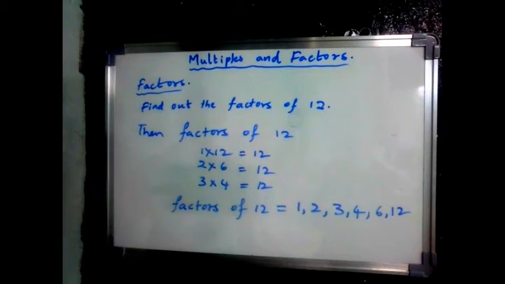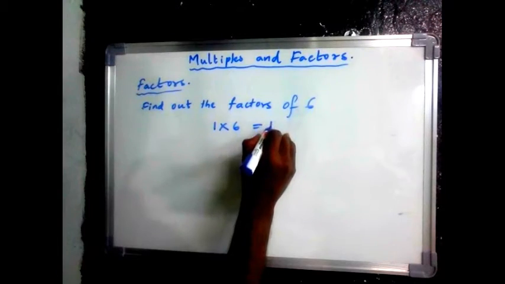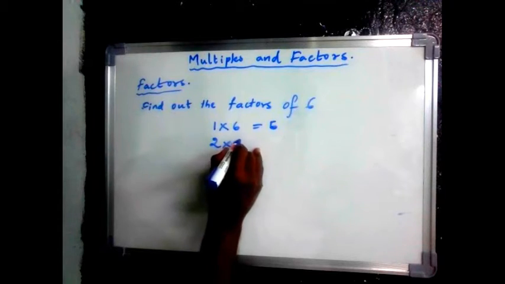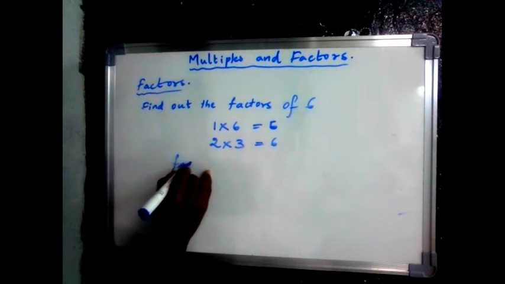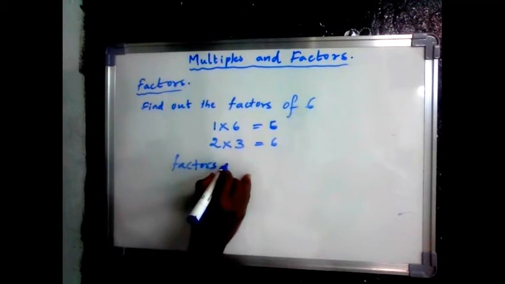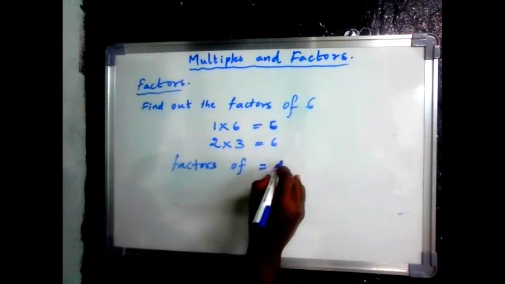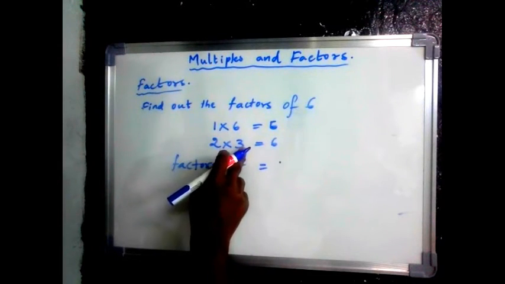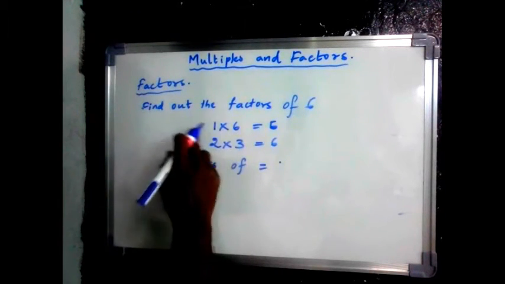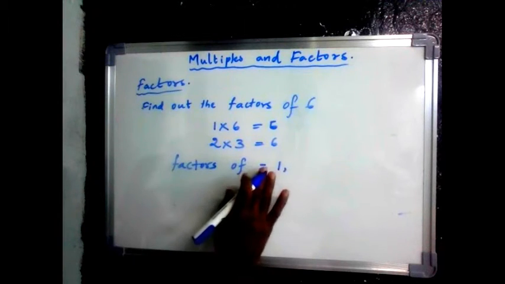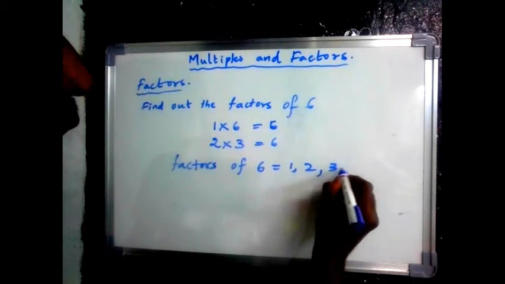Okay, children. Next, let us find the factors of 6. 1 × 6 is 6, 2 × 3 is 6, 3 × 2 is 6, both are also the same. In which tables do we get 6? 1 table and 2 table. 3 table also, 3 × 2 = 6, 2 × 3 = 6, 1 × 6 = 6, 6 × 1 = 6. So the factors of 6 are 1, 2, 3 and 6.